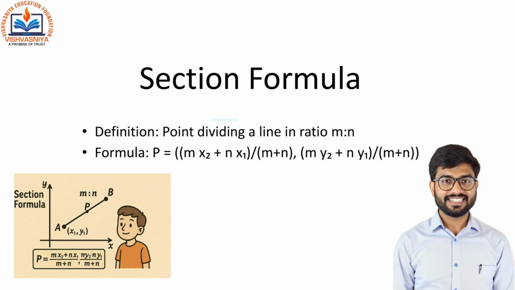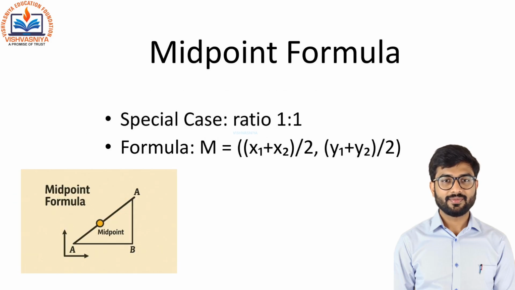Next, let's learn the section formula. Suppose a point P divides a line joining A (x1, y1) and B (x2, y2) in the ratio m is to n. Then the coordinates of P are ((mx2 plus nx1) upon (m plus n), (my2 plus ny1) upon (m plus n)). This is the internal division formula. Special case, if the ratio is 1:1, then it gives the midpoint formula. That is, M equals ((x1 plus x2) upon 2, (y1 plus y2) upon 2).